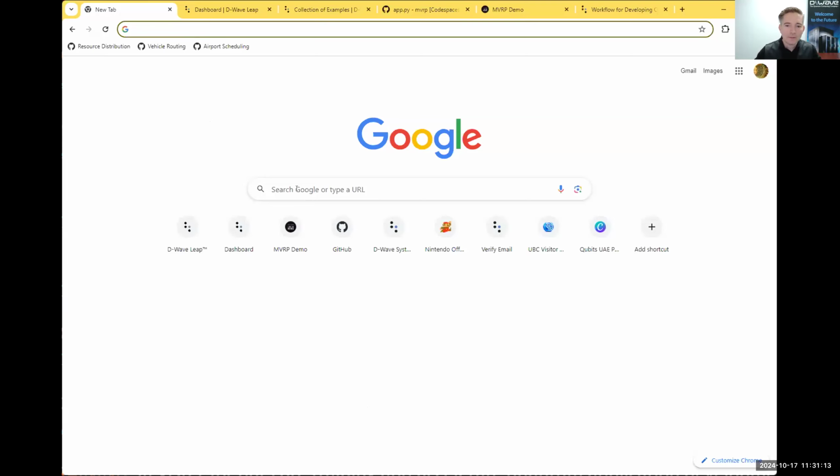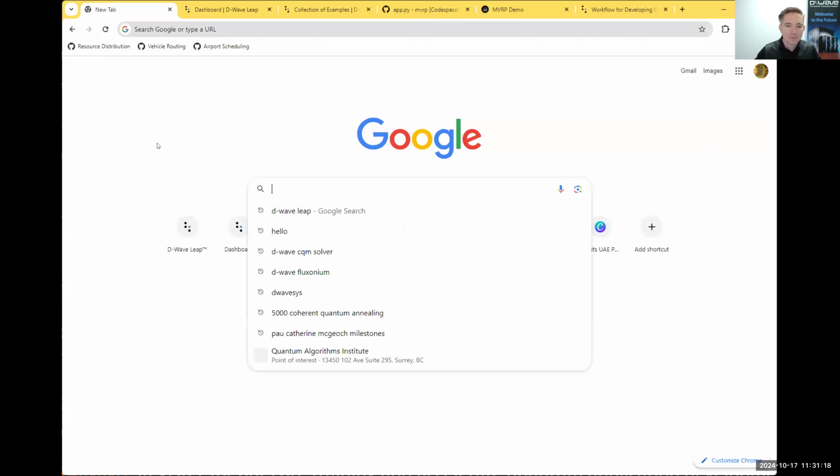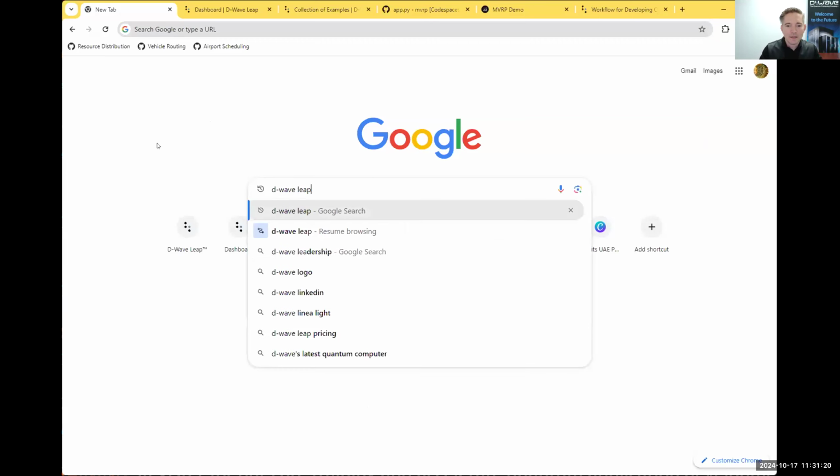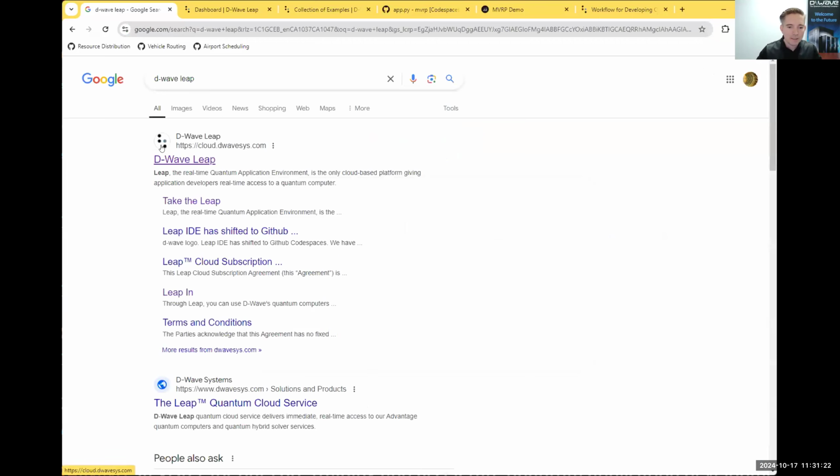All right, so if you want to have a look at our Leap Quantum Cloud platform, not Nintendo, I use that for checking my network connection. Just search D-Wave Leap, and any of the top hits that come up are basically going to help take you to this location.